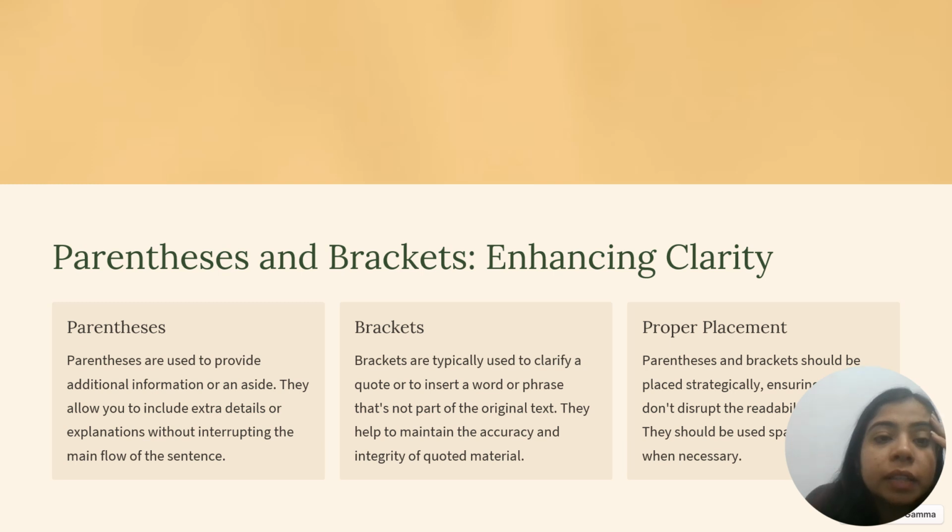Okay. Then brackets are typically used to clarify a quote or to insert a word or phrase that's not part of the original text. So we use brackets when the word is not part of the original text. Okay, so they help us to maintain accuracy and integrity of quoted material. In quotes also we use them. Okay, then proper placement. Parentheses and brackets should be placed strategically, ensuring that they don't disrupt the readability of the text. They should be used sparingly and only when necessary.